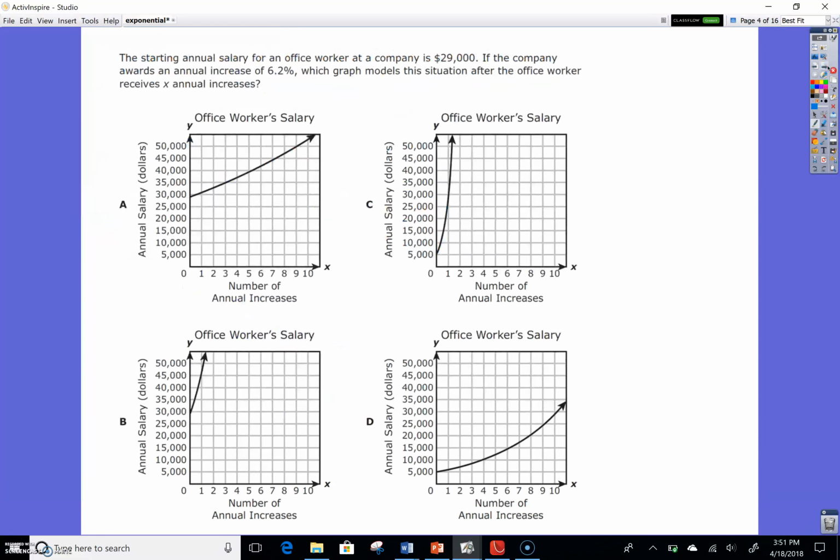Next problem. Again, we're going to write our formula. 29,000, 1 plus, remember, 6.2 over 100 is equal to 0.062. So 0.062 to the x. Okay, so I'm going to graph that in my calculator.